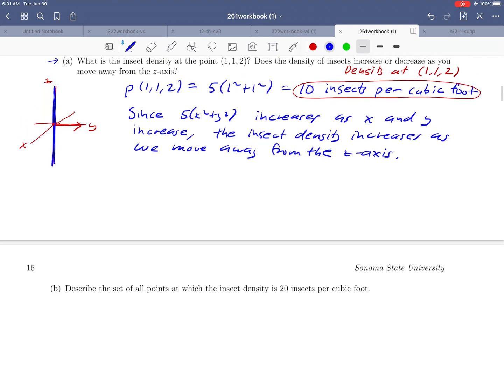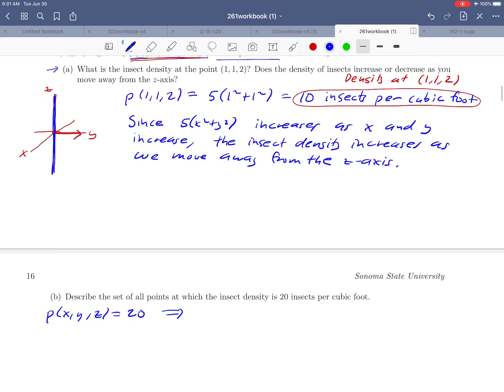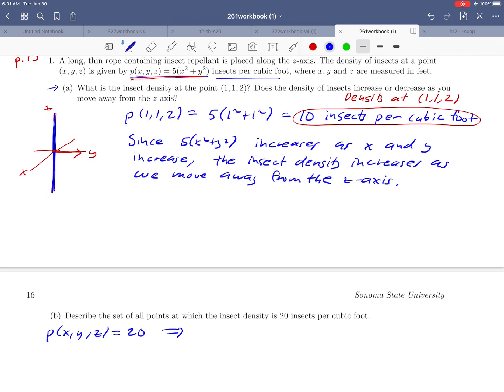I'm going to try to keep our work in part A in the picture here if I can. Describe the set of all points at which the insect density is 20 insects per cubic foot. How would we do that? Well, starting out algebraically, it's like asking us to take our density function and just set it equal to 20. That's our starting point. Let's see where that leads us. So we have a formula for p of x, y, z that looks like 5 times x squared plus y squared.